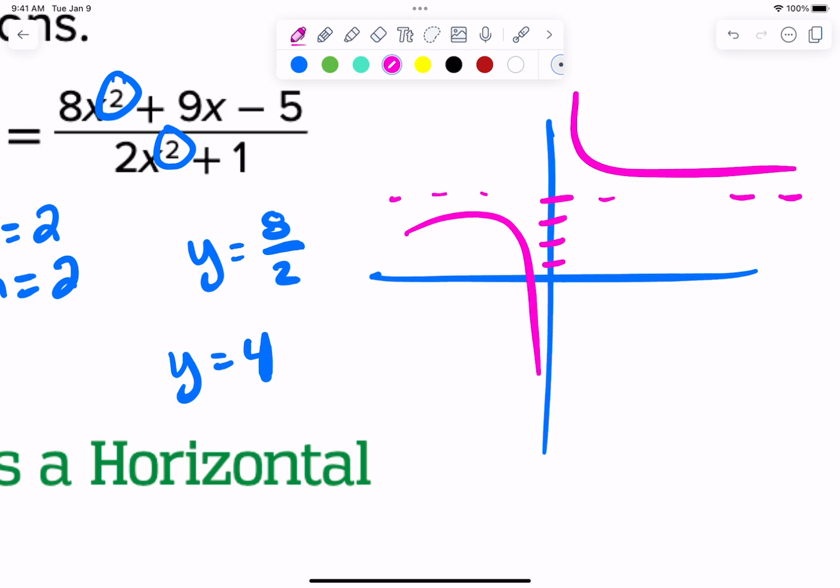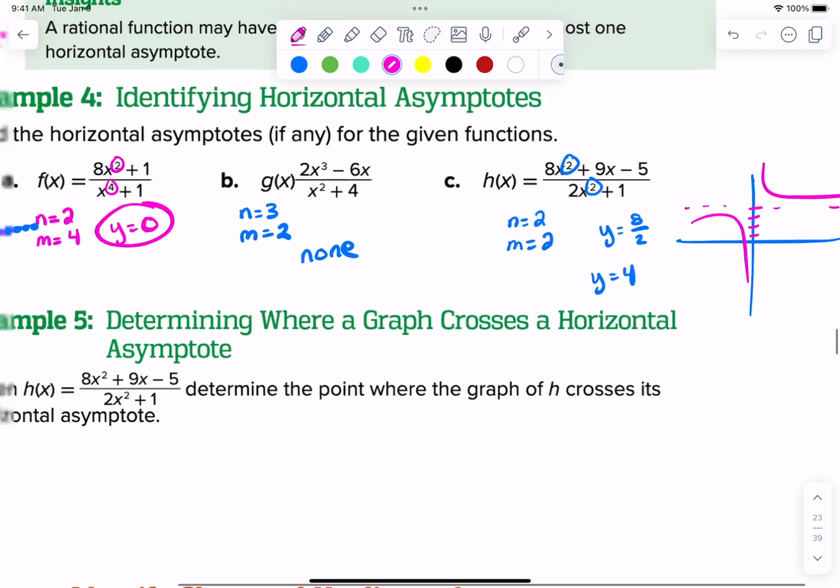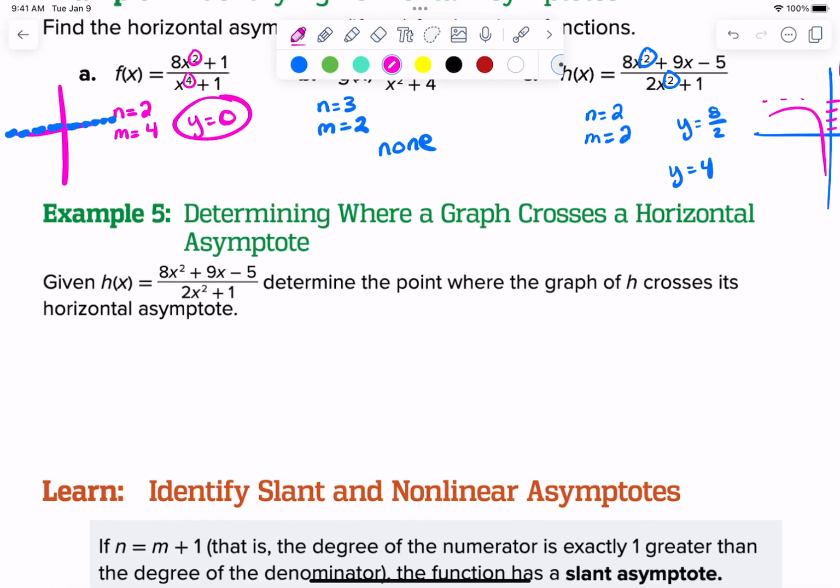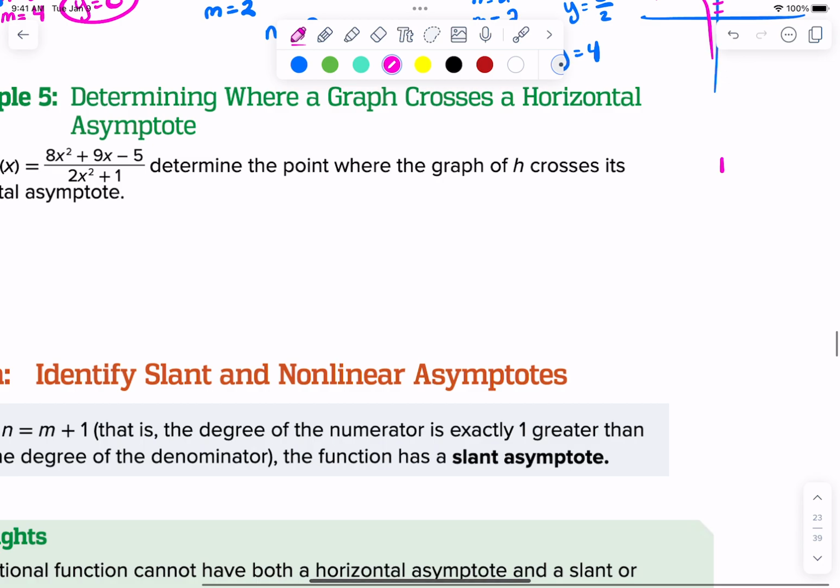All right, let's go to the next one. What if there's no degrees? Like 1 over x to the 4th. What's your N? 0. This is x to the what power? 0. So your N is 0, your M is 4. So it's always 0 if it's just a constant on the top. Good question.